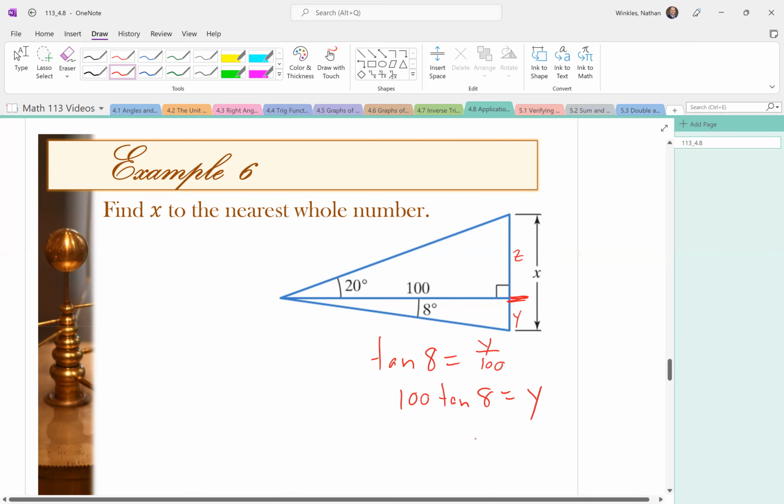So that means to the nearest whole number. So I'm going to rewrite this as 14.05 is equal to y. And then we'll do the nearest whole number in the end here.